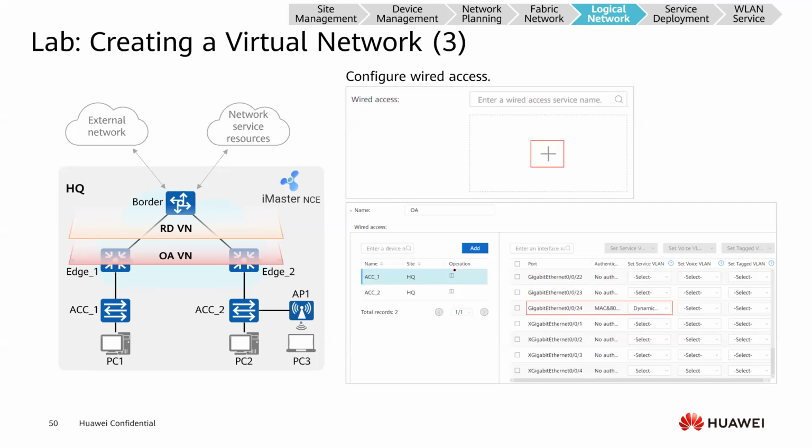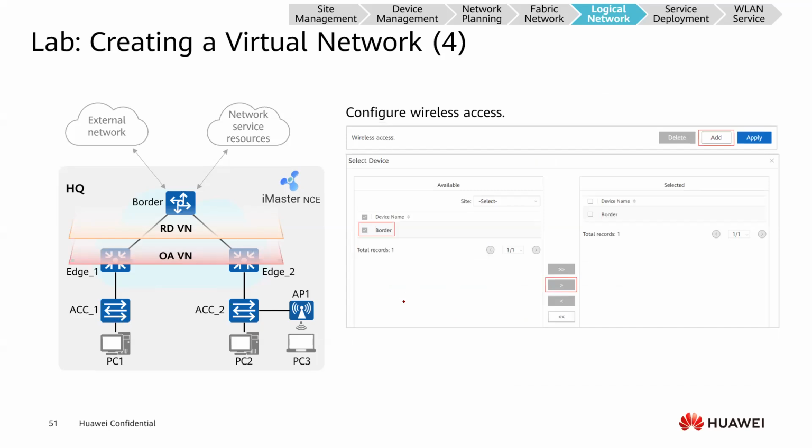And then you need to configure the wired users for the OA. For the OA, the wired users can only connect to the ACC1 and ACC2 interfaces. So you just choose ACC1 and enable this specific interface. It can authorize the service VLAN dynamically, and also for the ACC2.